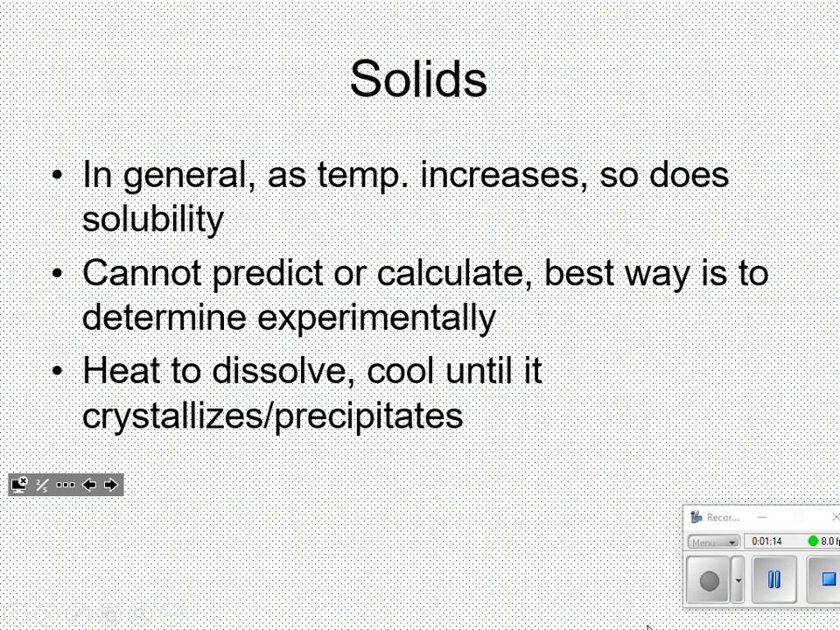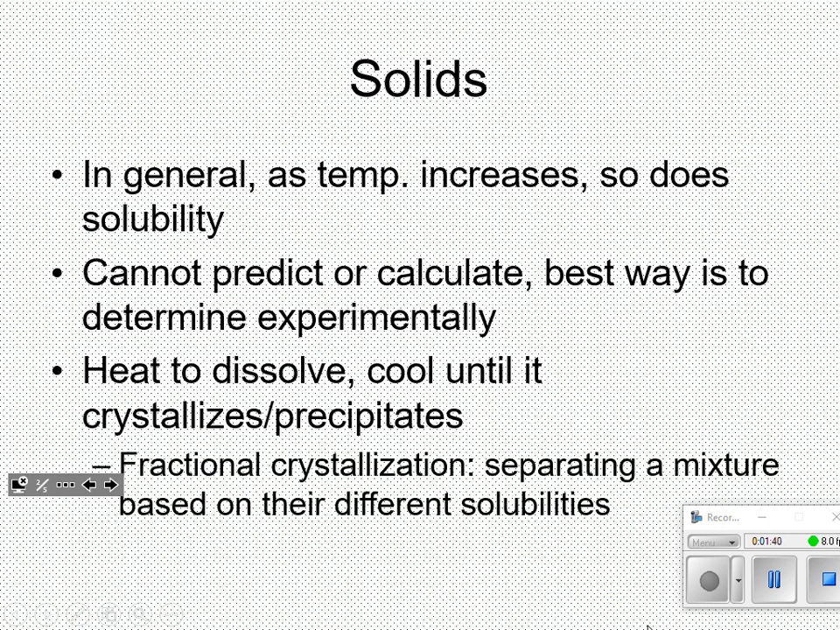So remember this third bullet point, that's what we did. Actually, we did this in Chem 1 with potassium nitrate, where we'd heat up a certain amount of solid in water until it dissolved. And then we cooled it down. And at some point, it started to look like a snow globe. It precipitated out. It crystallized. We then recorded the temperature at which that happened, and we can make our own little solubility curve.